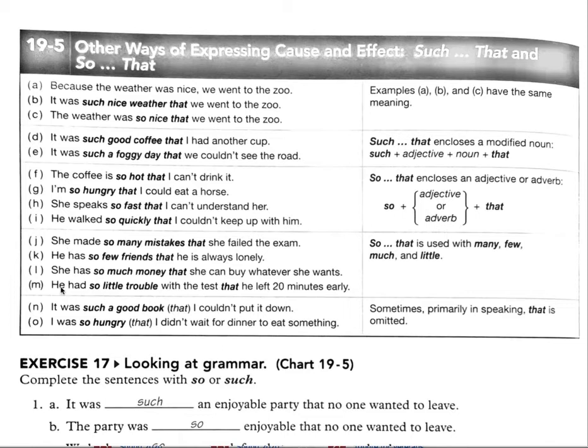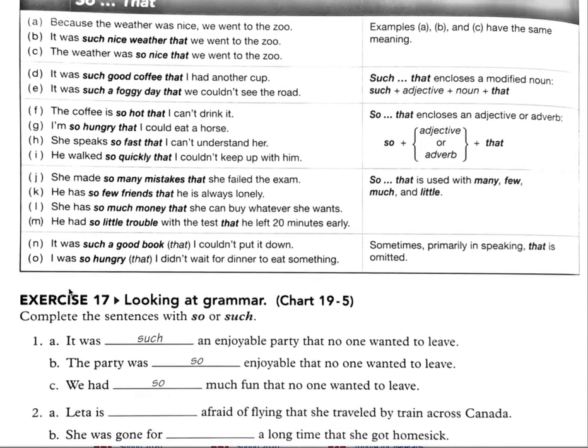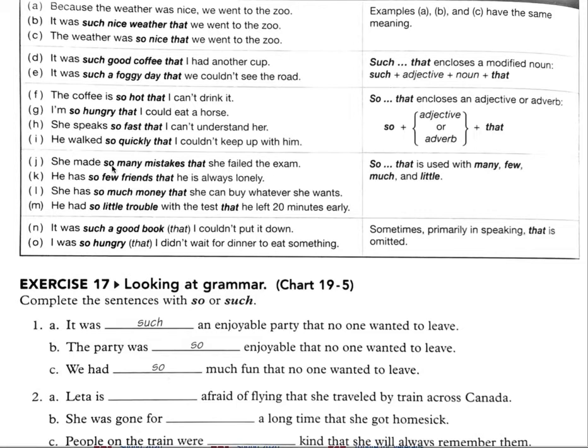Letters J, K, L, and M. She made so many mistakes that she failed the exam. He has so few friends that he is always lonely. She has so much money that she can buy whatever she wants. He had so little trouble with the test that he left 20 minutes early.